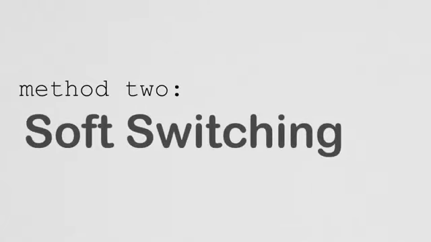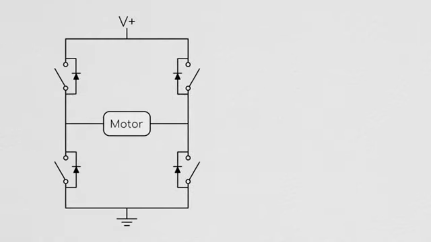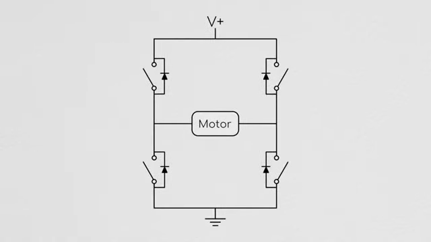Method 2. Soft switching. During the forced phase of soft switching, just like in hard switching, the left high side and right low side MOSFETs will be closed. Unlike in hard switching, however, during soft switching in the unforced phase, only the left high side MOSFET will be opened. Thus, the current, which is forced to continue flowing due to the inductance of the motor, will flow up from ground through the left low side diode, through the motor, then back to ground via the right low side MOSFET.